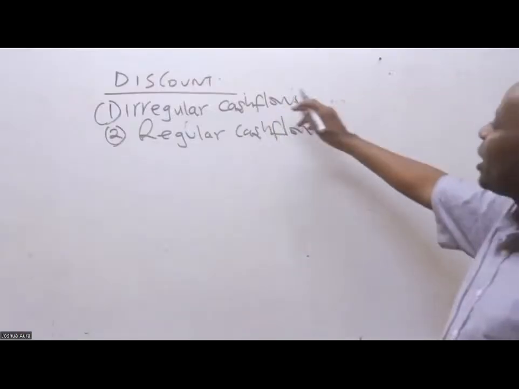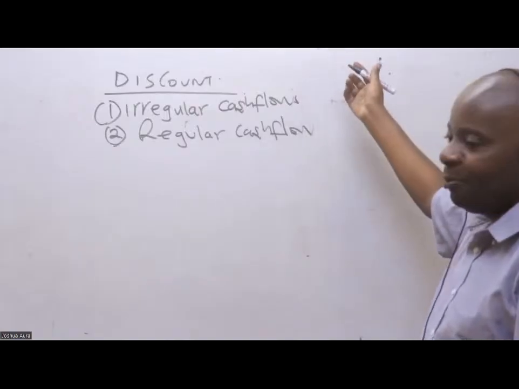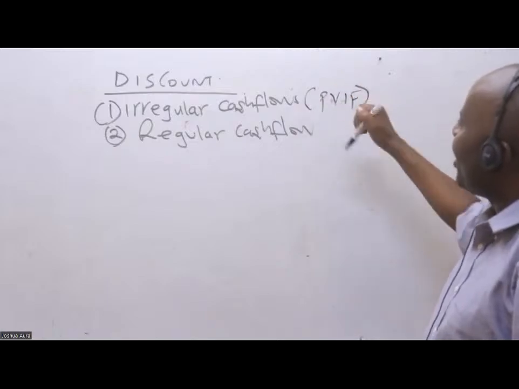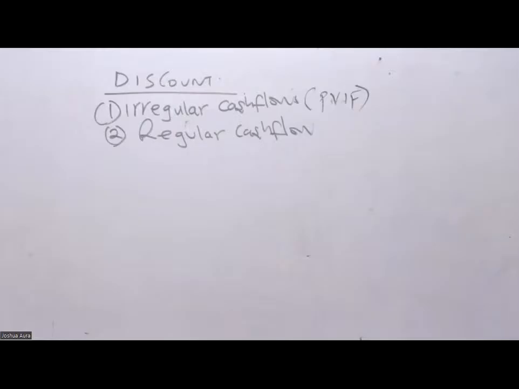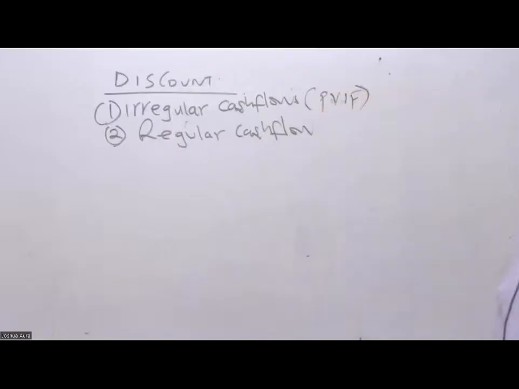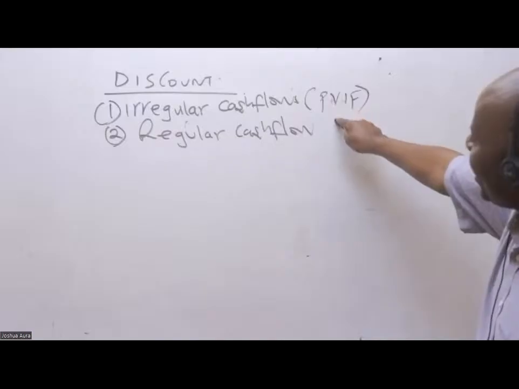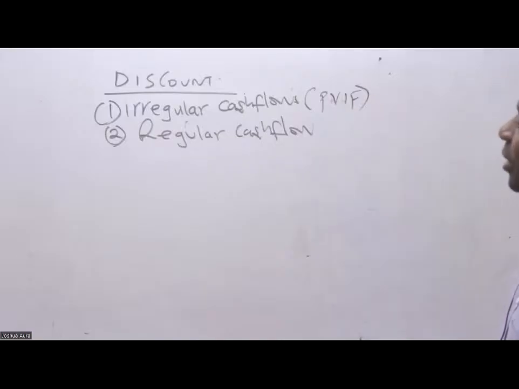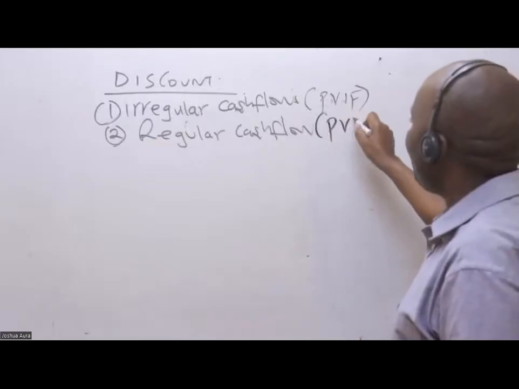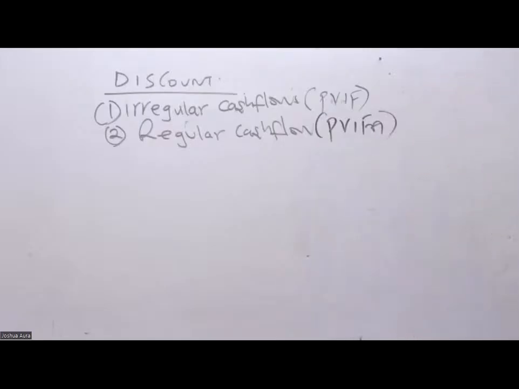Irregular cash flows, as the name suggests, are the non-uniform ones. For the non-uniform, normally we use what we call the PVIF. PVIF is present value interest factor. To discount irregular cash flows, we normally use the present value interest factor. And to discount regular cash flows, which are also known as uniform cash flows, we normally use the PVIFA, the present value interest factor of an annuity.